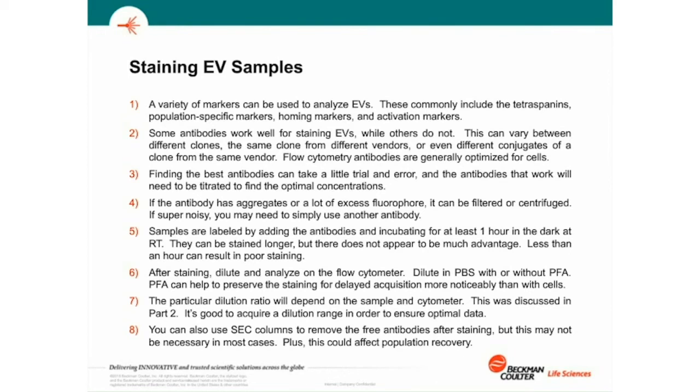And finally, one method for actually purifying these EV samples after staining, because it can be quite complicated, is size exclusion columns. So this will remove the free antibodies by getting them trapped in the pores and then eluting your sample. But it's not necessary in most cases, or at least in a lot of cases. And as mentioned, it can affect your population recovery. So thoughtful sample prep.